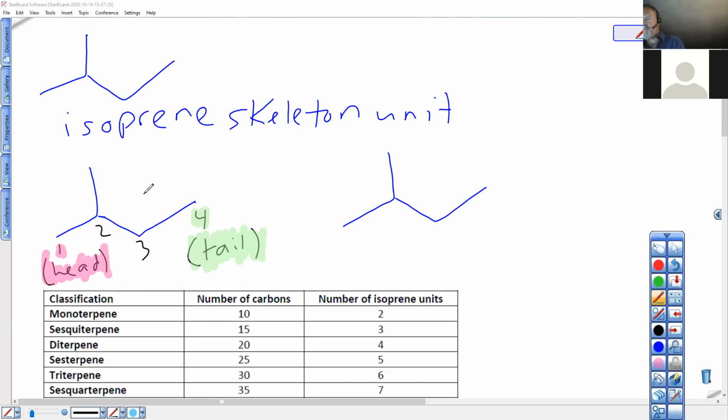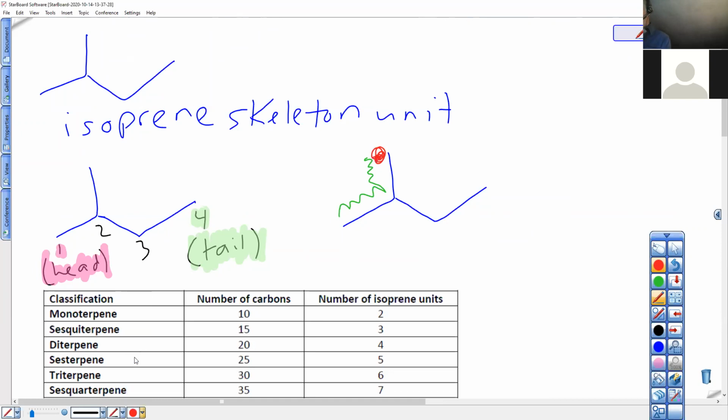Here is an isoprene unit. We say that carbon number 1 is the head and carbon 4 is the tail. And if you're not seeing that, then bear with me on this silly example here. I am not a good artist. It's supposed to be an eyeball.